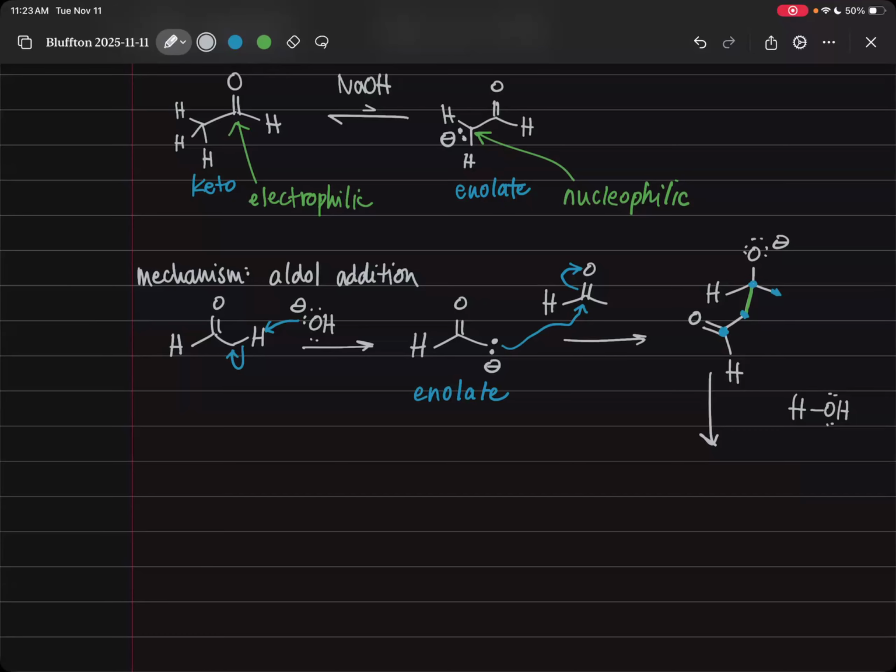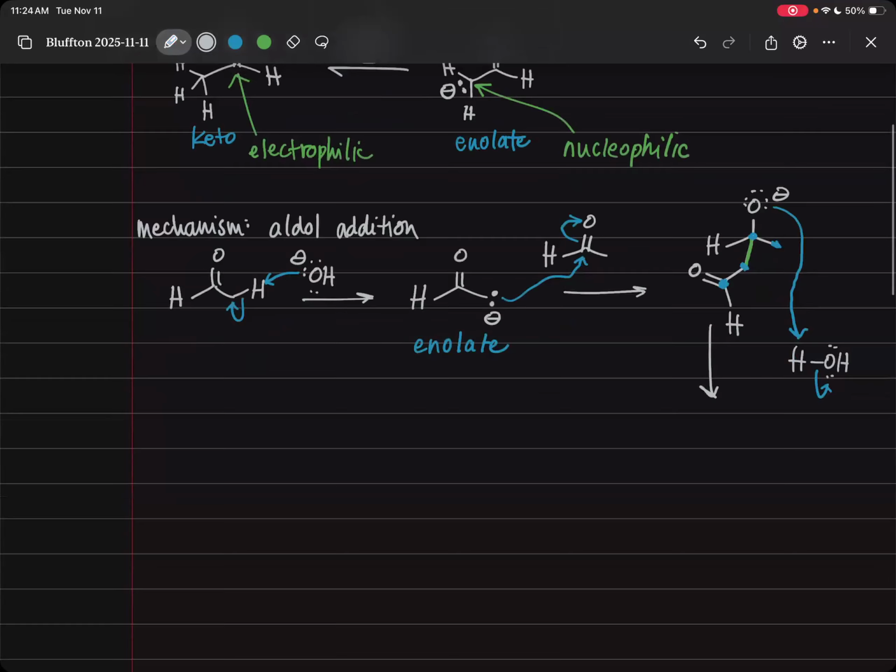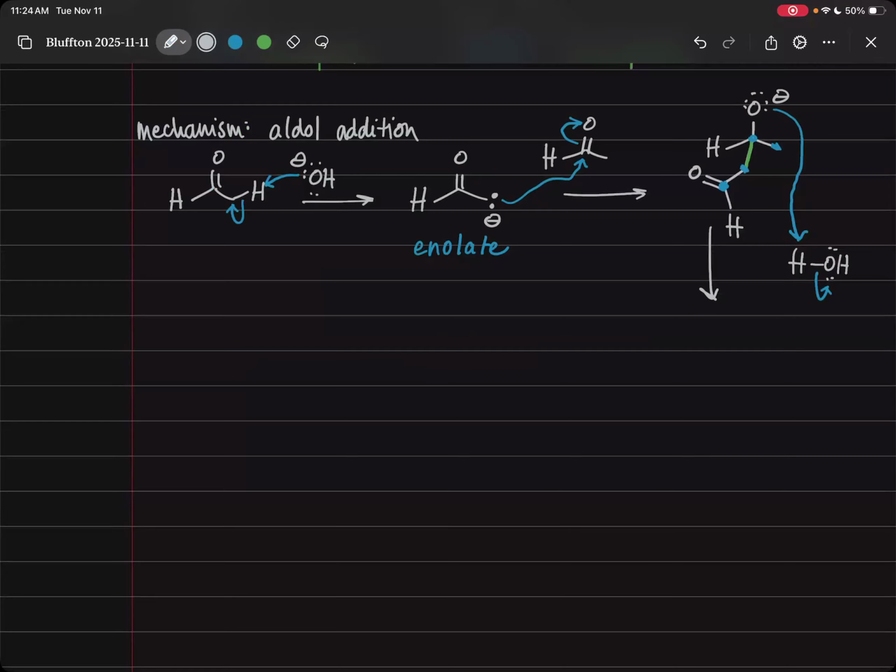Okay, now all we have to do is just protonate the oxygen atom, and we're going to do that with the water that we formed in the first step. So we're going to regenerate hydroxide. And so as I do this, I'm going to draw it a little bit prettier. Like that.